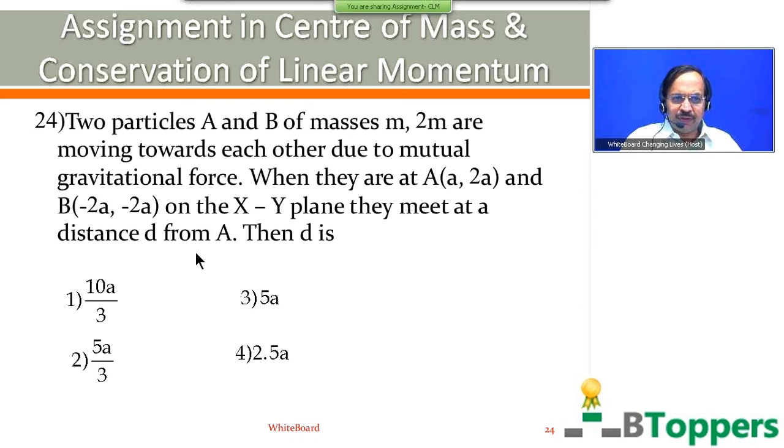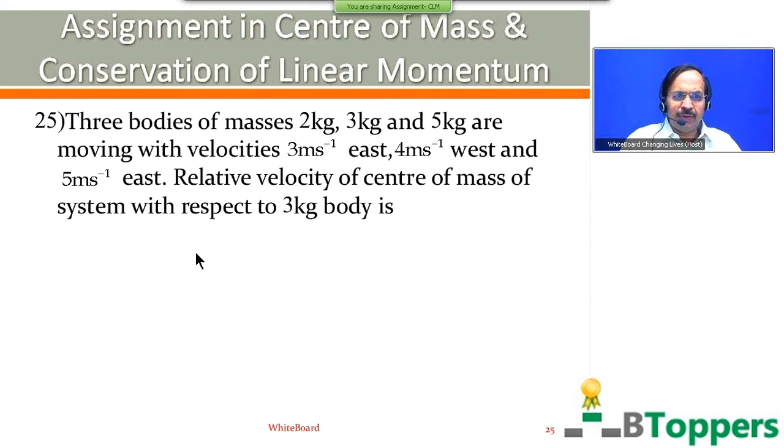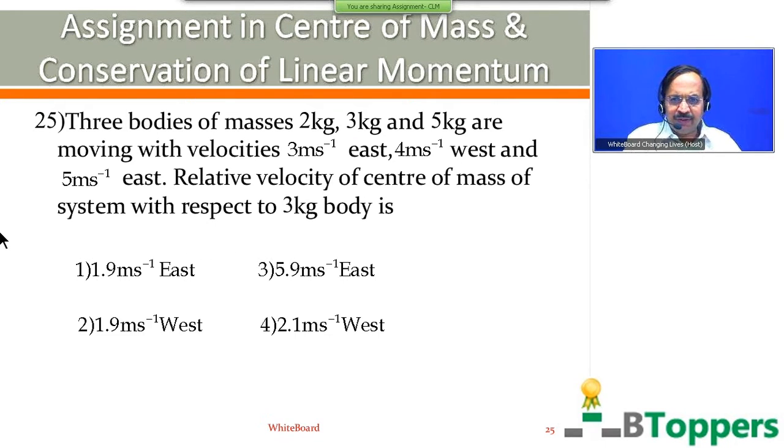So in case you need more time to answer the question, you can take a pause and take your time. I am going to show you the next question. Look at the question number 25. Three bodies of masses 2 kg, 3 kg and 5 kg are moving with velocities 3 meter per second east, 4 meter per second west and 5 meter per second east. Relative velocity of center of mass of the system with respect to the 3 kg body is... You have four options on screen. Come on, try the question.